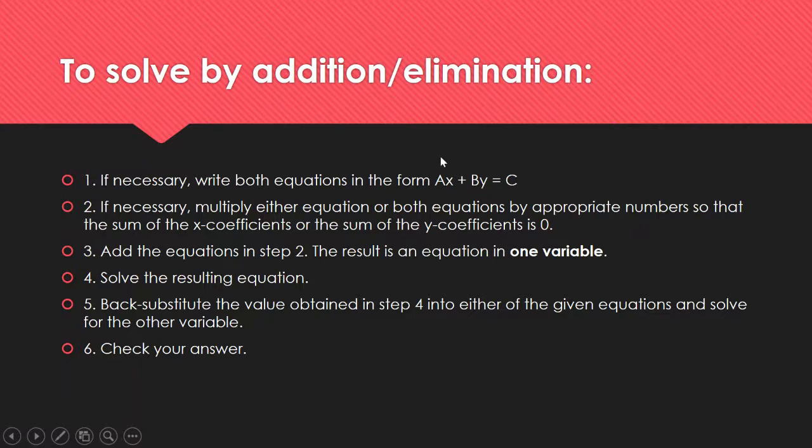Step 2, you want to multiply one or both equations so that when you add the x's or when you add the y's, they'll cancel out. Step 3, add your equations together. So you should end up with an equation that just has one variable. Step 4, solve that equation. Step 5, plug whatever you got in step 4 into one of the equations you started with and solve for the other variable. Step 6, check your answer.